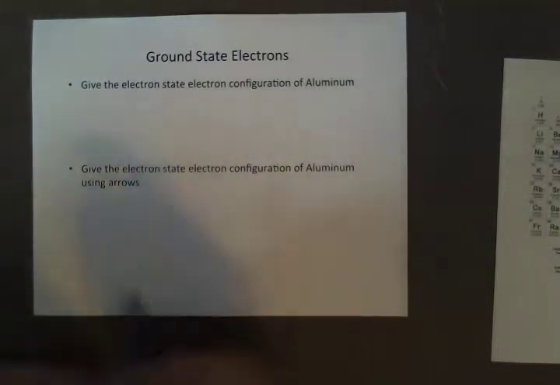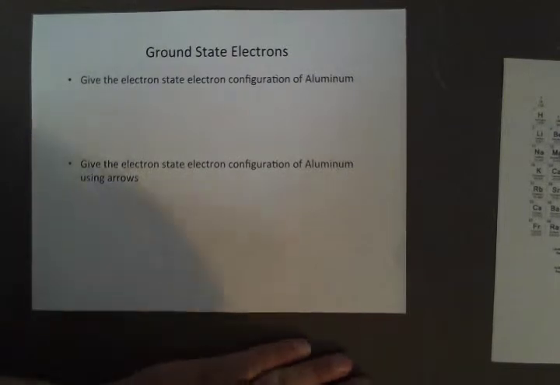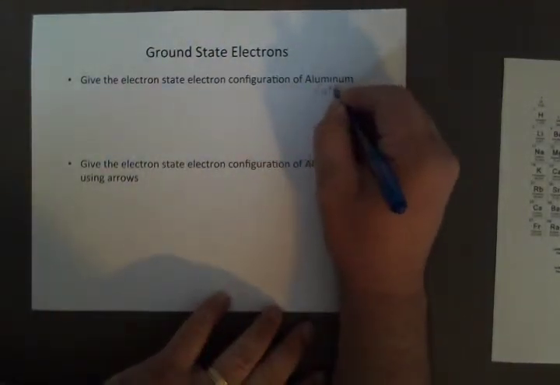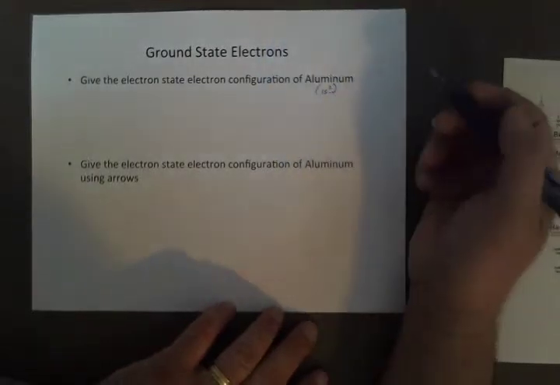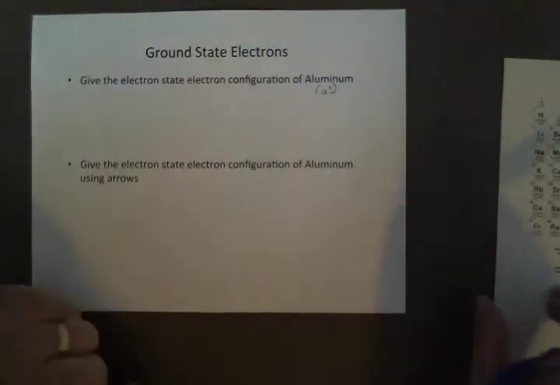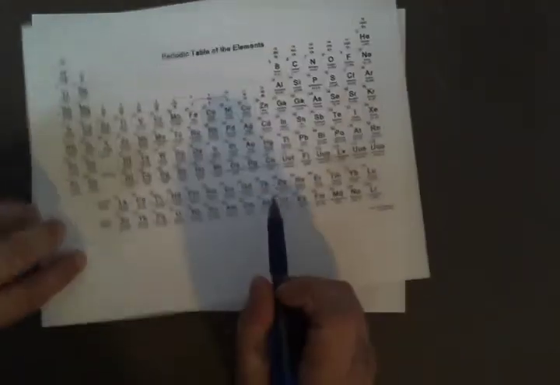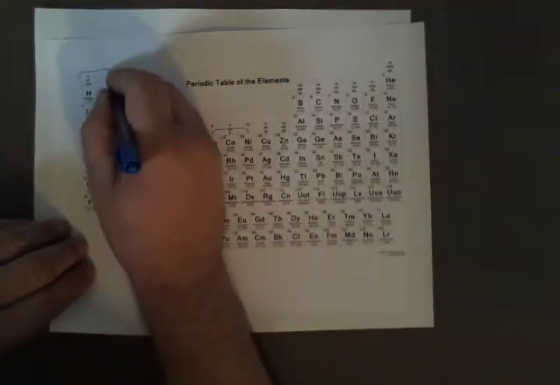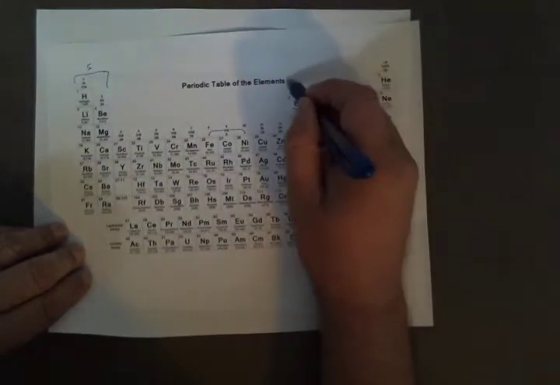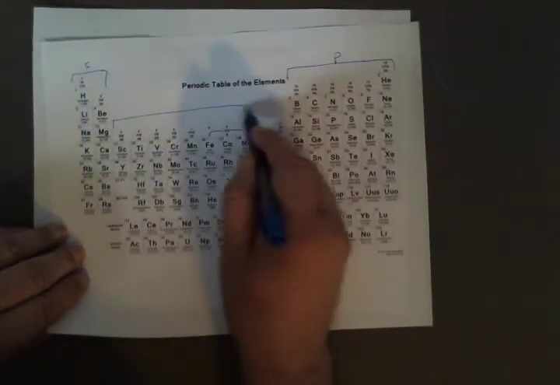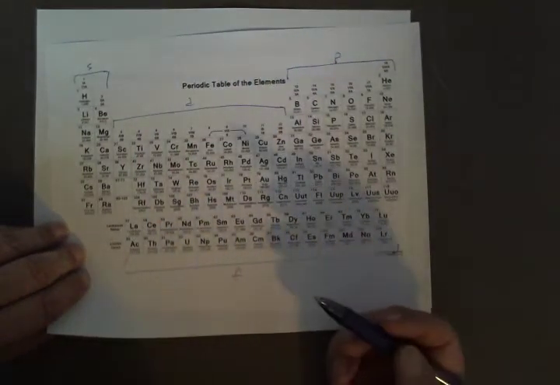So first thing, give the electron state configuration for aluminum. So this is like 1s2, dot, dot, dot. The easiest way to do that is to come in here and take a look at the periodic table. Remember, this is the S block, this is the P block, that's the D block, and down here that's the F block. But we're not going to get into that.